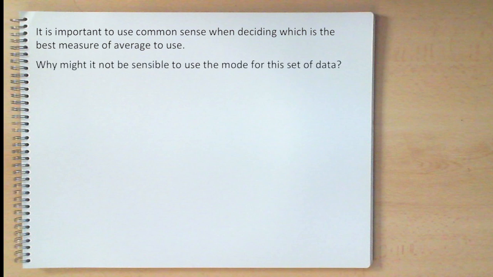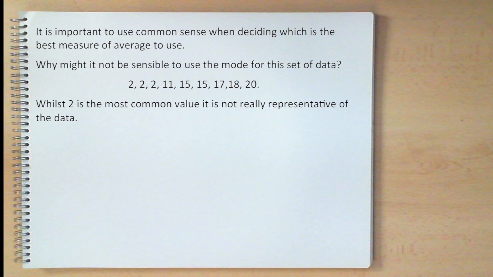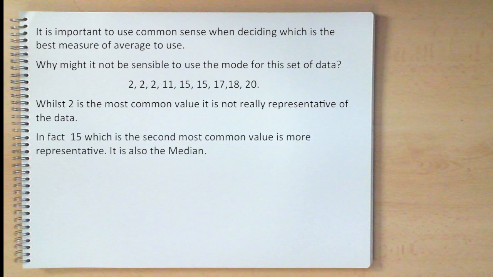Let's have a look, for example, why might it not be sensible to use the mode for this particular set of data? Well, if we look at that, the modal value is 2. But is 2 really representative of that set of data? It doesn't tell you the fact that there are 2 15s, or actually most of the data is over 10. So in fact 15 is the second most common value, and that's more representative.